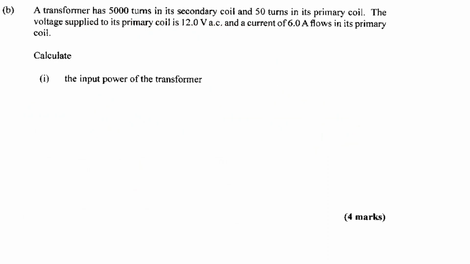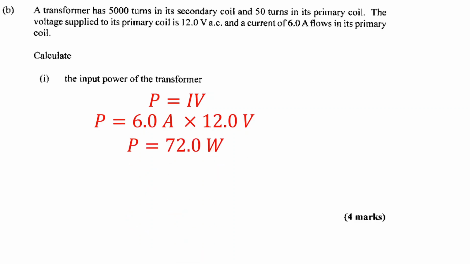Part B, a transformer has 5,000 turns in its secondary coil and 50 turns in its primary coil. The voltage supplied to its primary coil is 12.0 volts AC, and a current of 6.0 amperes flows in its primary coil. Using those pieces of information, we're to calculate the input power of the transformer. So, power is equal to current multiplied by voltage, P equals IV. The input current is 6.0 amperes. The primary voltage is 12.0 volts. Multiplying those, we get 72.0 watts.